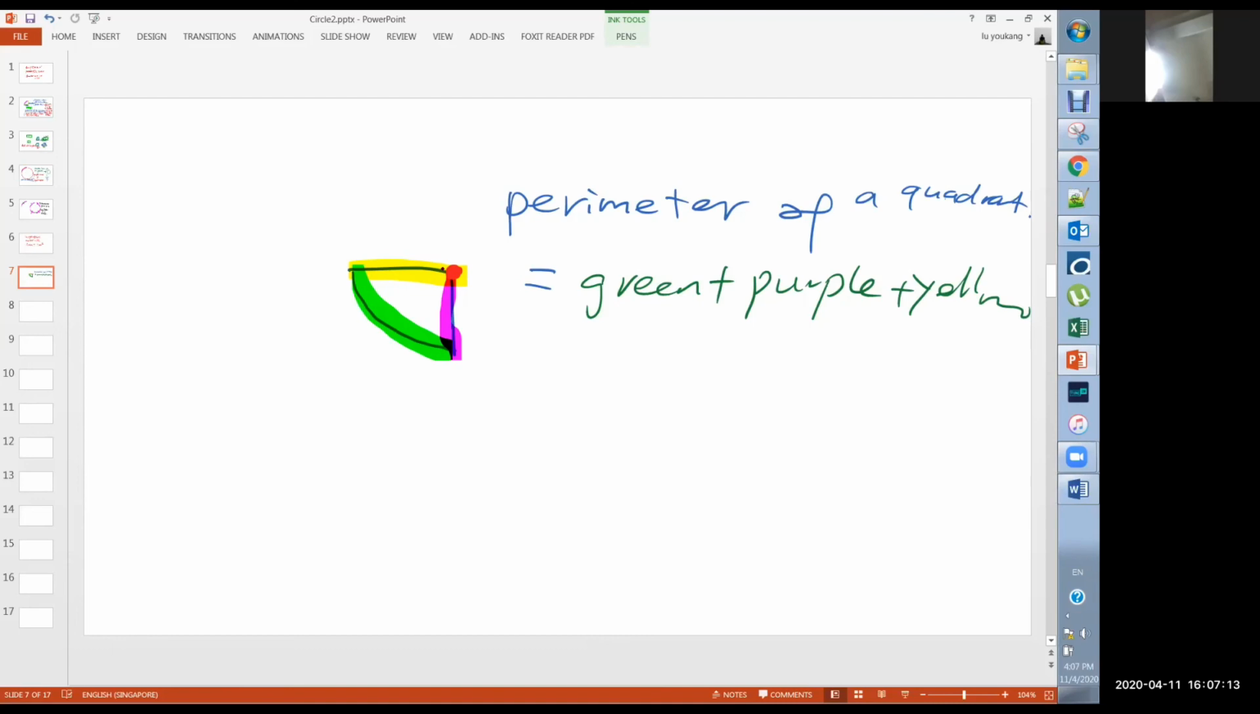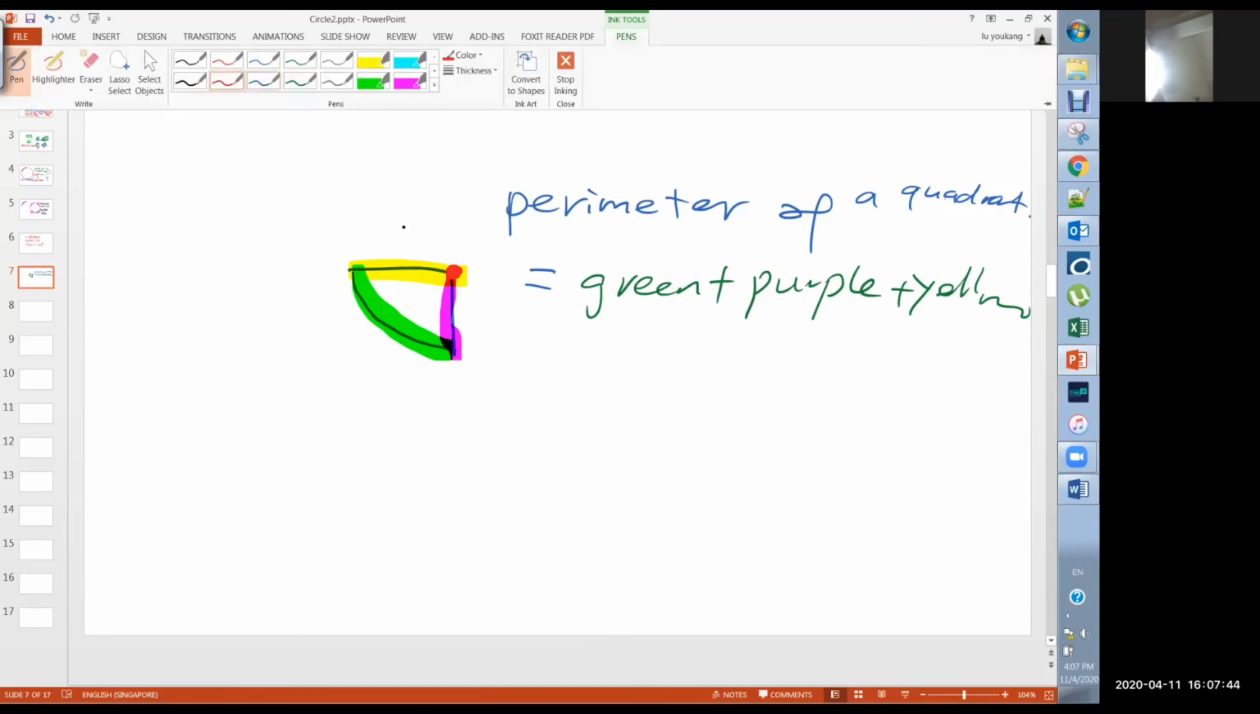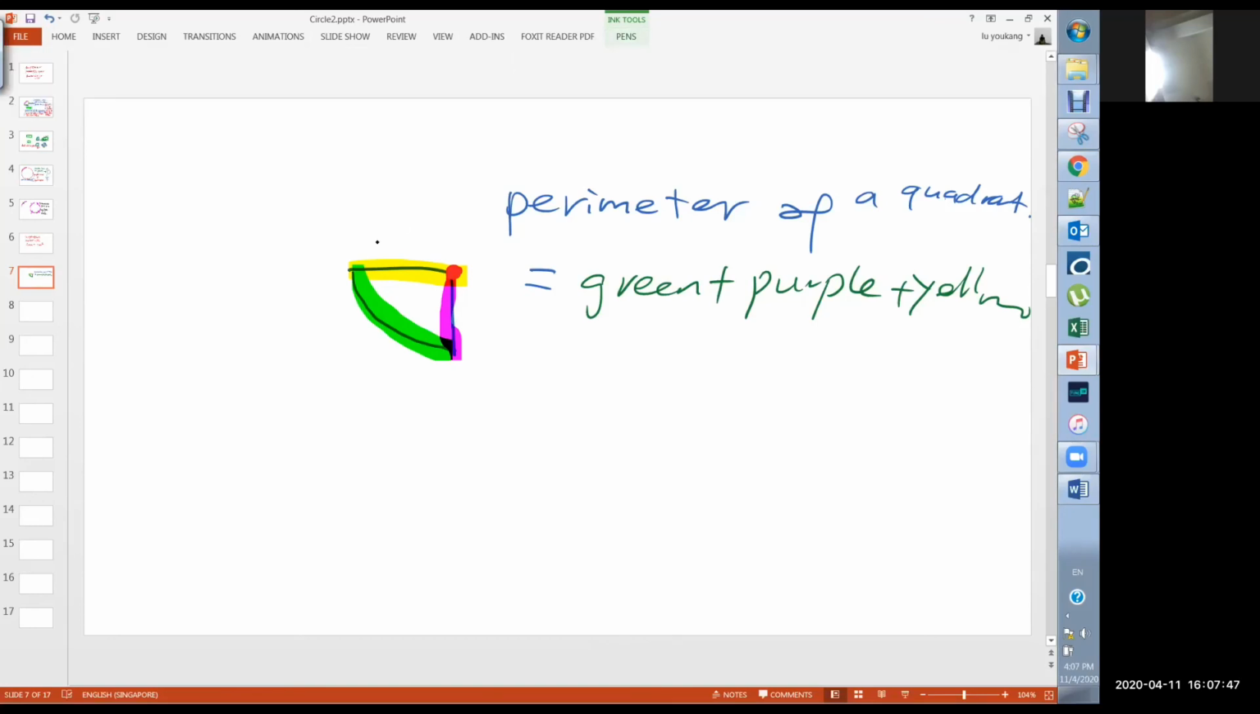Repeat. Radius is from the center of the circle to the perimeter. Okay, so where is the center of the circle here? From the center of the circle but to the perimeter. So therefore, this yellow line is your radius. Okay, good.